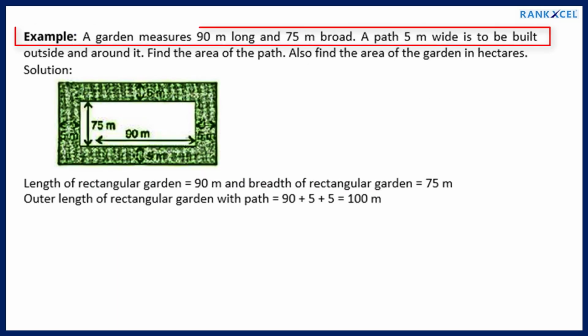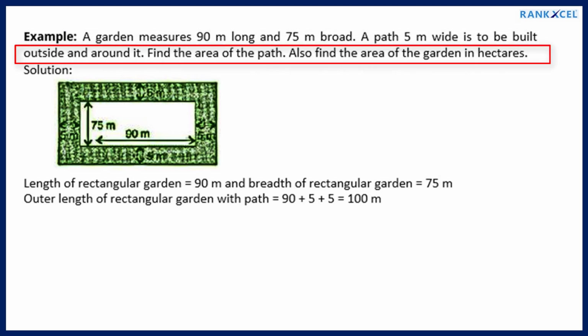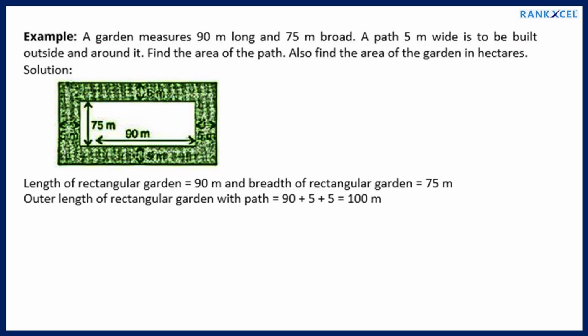Example, a garden measures 90 meters long and 75 meters broad. A path 5 meters wide is to be built outside and around it. Find the area of the path. Also find the area of the garden in hectares. Solution. Length of rectangular garden equals 90 meters and breadth of rectangular garden equals 75 meters. Outer length of rectangular garden with path equals 90 plus 5 equals 100 meters.